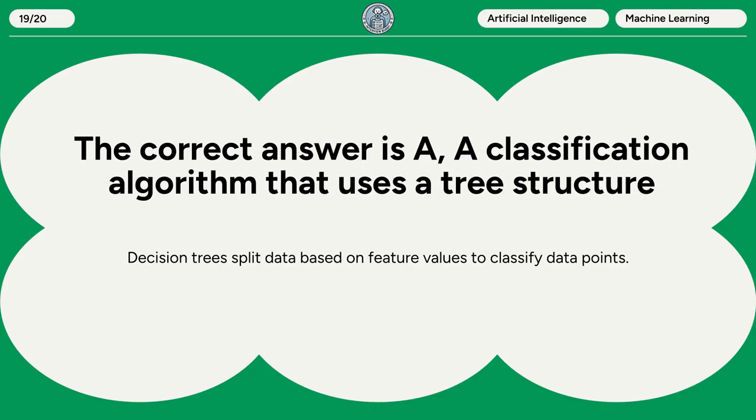The correct answer is A. A classification algorithm that uses a tree structure. Decision trees split data based on feature values to classify data points.